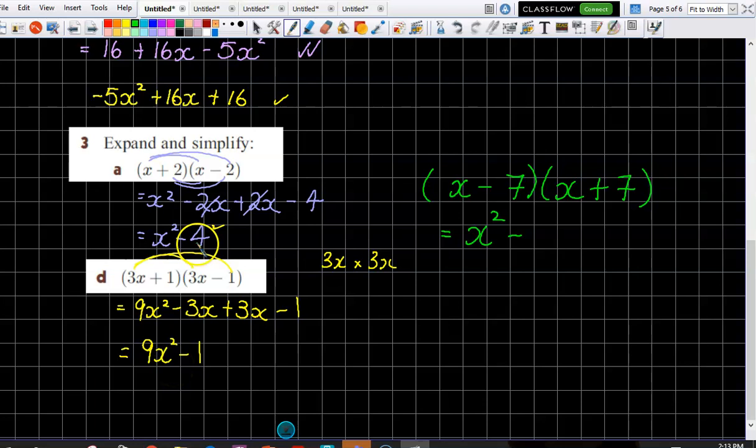And what's my last answer? Is it 7? Look at this. This was 2, this was 4. It's going to actually be 49. Correct. Hang on. Eyes this way. This is important stuff.